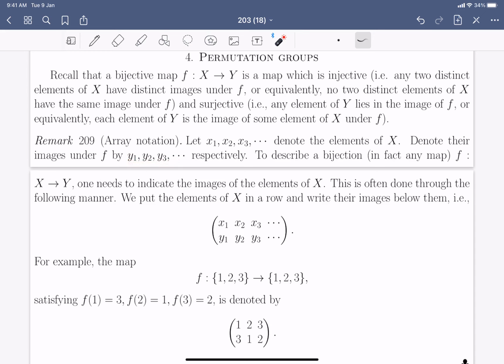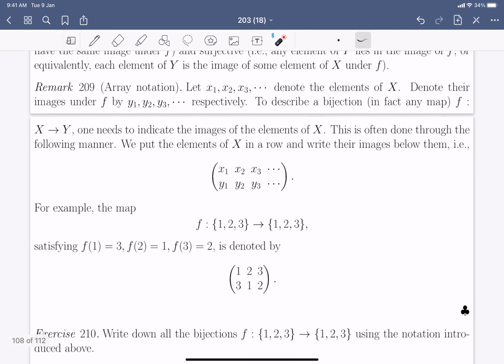And now just note what we need. To understand or to indicate this bijective map, or to describe it, we need to mention the images of all the elements of x under this function f. It doesn't really matter whether f is bijective or not, as long as we have a function f from x to y, we need to describe the images of all the elements of x under this function f. Then this could be done as follows. This is the convention that we'll follow.